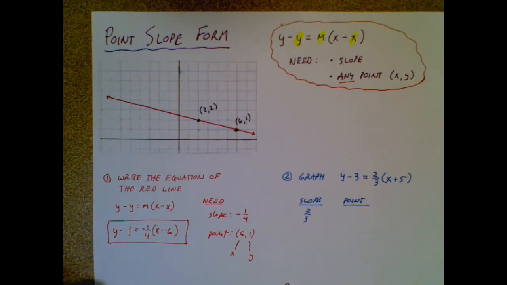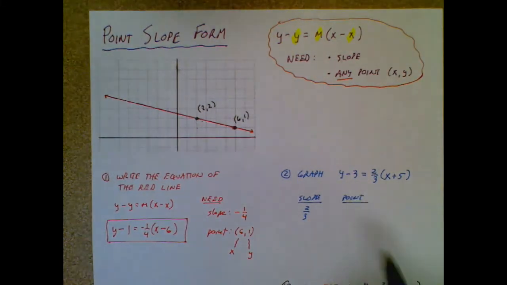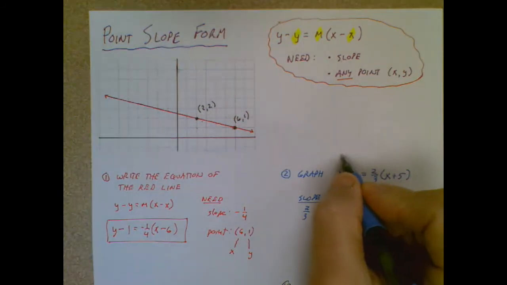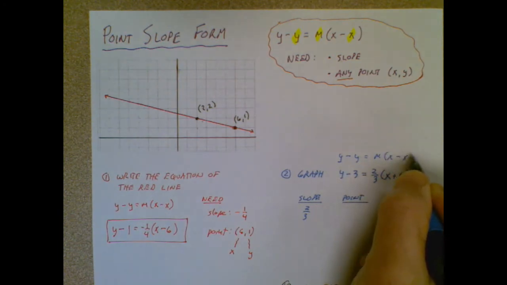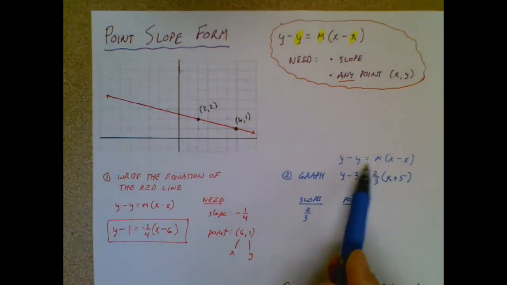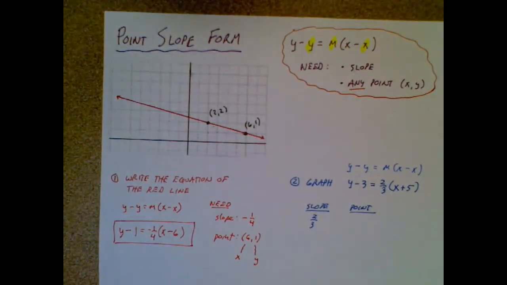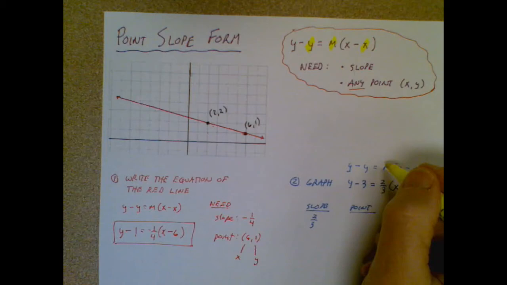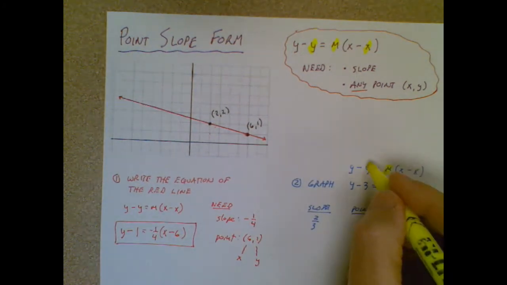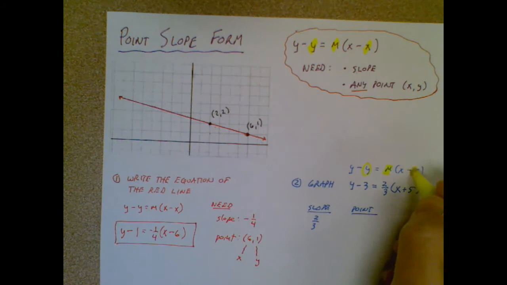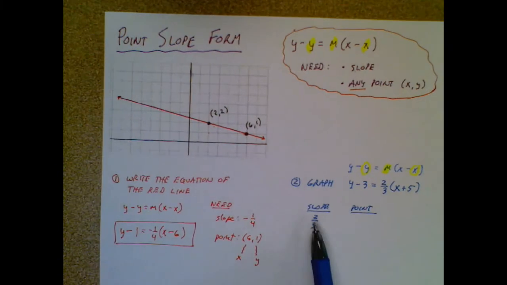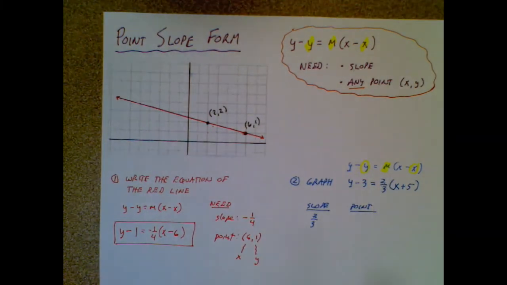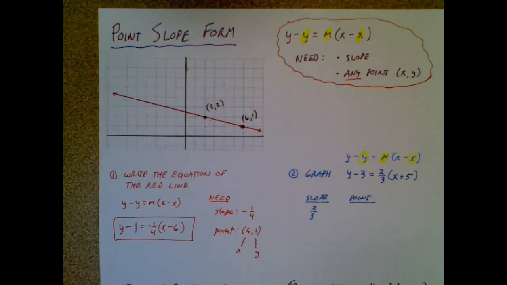All right, let's move on to this problem. We're given this equation and we want to go ahead and graph it. Well, I'm going to write right above it the point-slope equation. And that's going to help me concentrate on three different things: the slope and the point. Now remember, I want to graph this, and I know the slope for sure is 2/3. That's pretty easy.